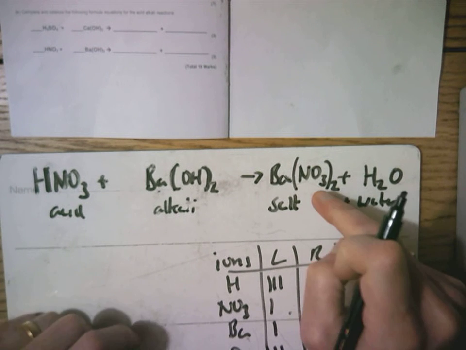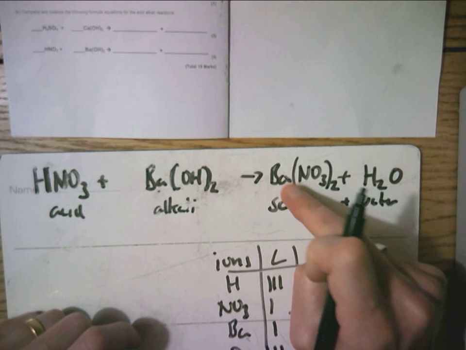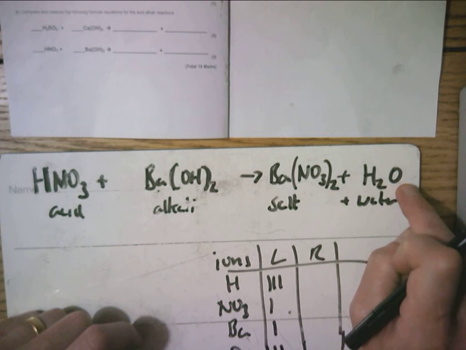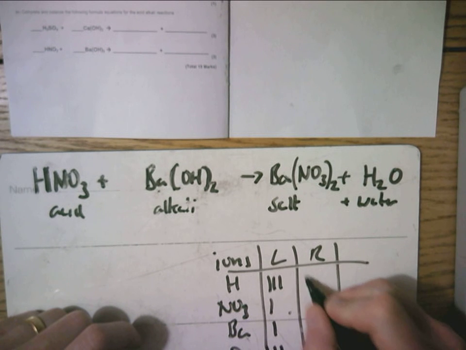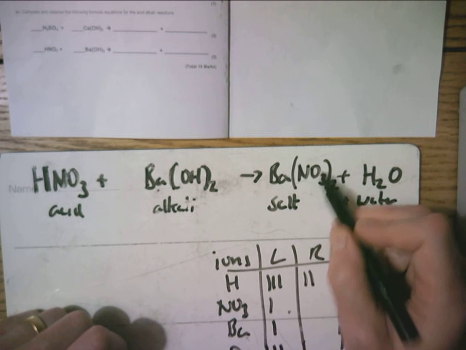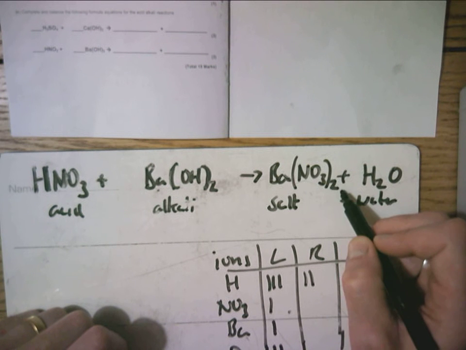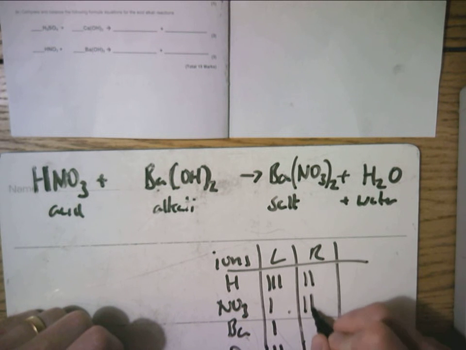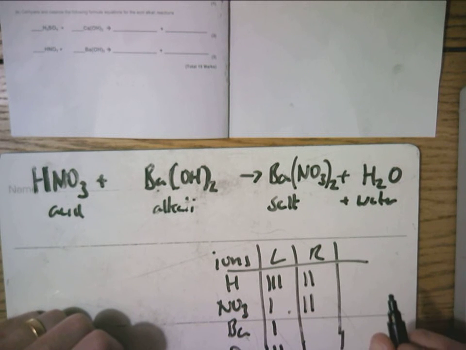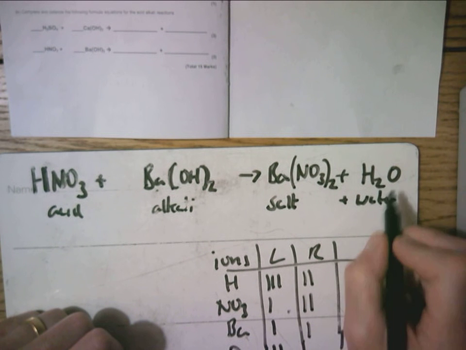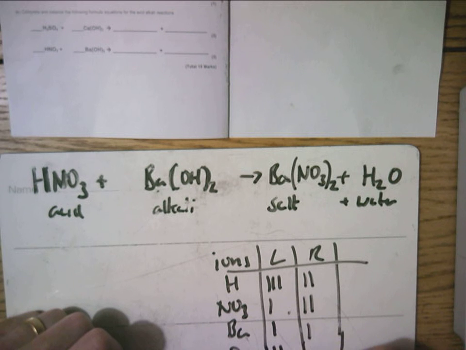Now moving over to the right-hand side. How many hydrogens first? How many hydrogens in H2O? H2, just 2, isn't it? How many nitrate ions have I got? Well, I've got 1 here inside the bracket, but there's a 2 outside the bracket, so it's 2 lots of everything inside the bracket. I've got 2 nitrate ions. Bariums, how many have I got? I've got 1. How many oxygens have I got? In H2O is just the 1.